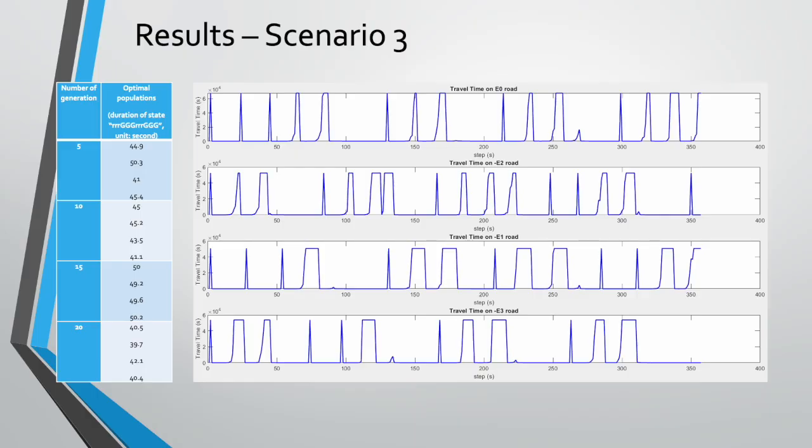Regarding the results, I'm going to present the results for scenario number 3. On the left side, we have this table, and in the left column, we have the number of generations, which are 5, 10, 15, and 20. And in the right column, we have the optimal populations, which is the duration of the state in seconds.